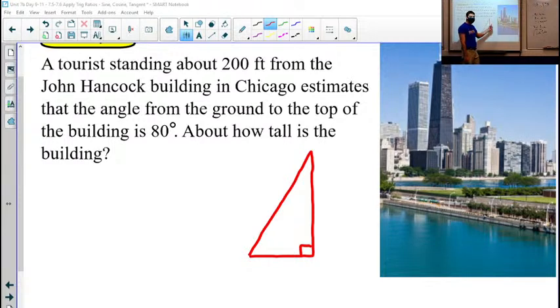By the way, I hope you like my perfect recreation of the John Hancock building. That's exactly what it looks like.